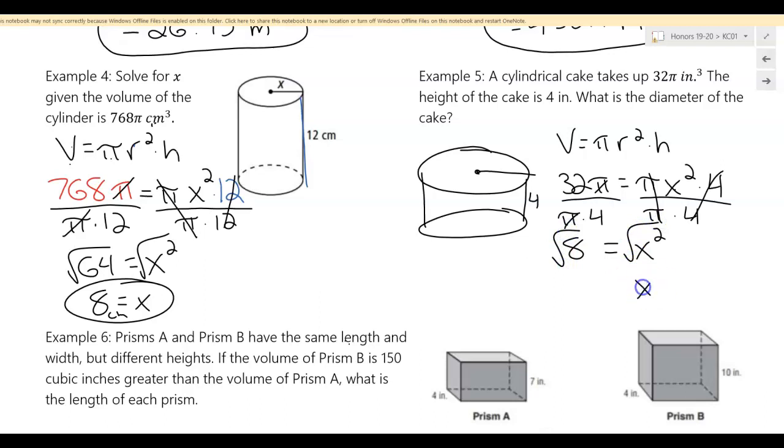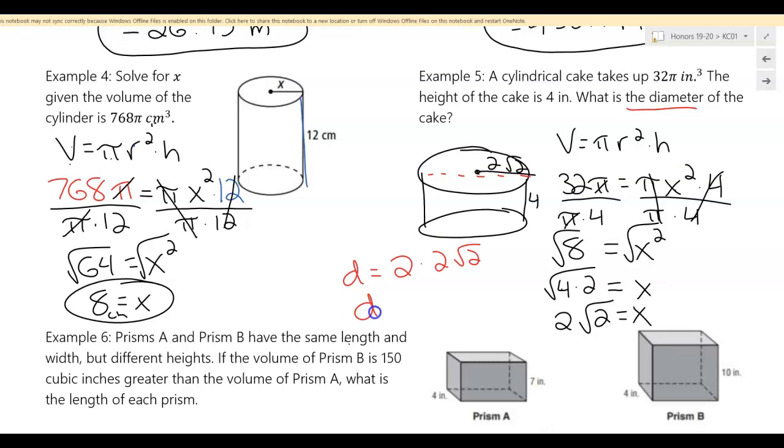Square root. If I take the square root of 8, being very careful, right? The square root of 8, well, I can break the square root of 8 into 4 times 2. The square root of 4 is 2, right? And I'm still left with this 2. So my radius is 2 square root 2. However, it's asking for the diameter. So I need to go all the way across. So I need to do 2 times 2 square root of 2. And the diameter equals 4 square root 2. So with some of these problems, be careful what it's asking for.